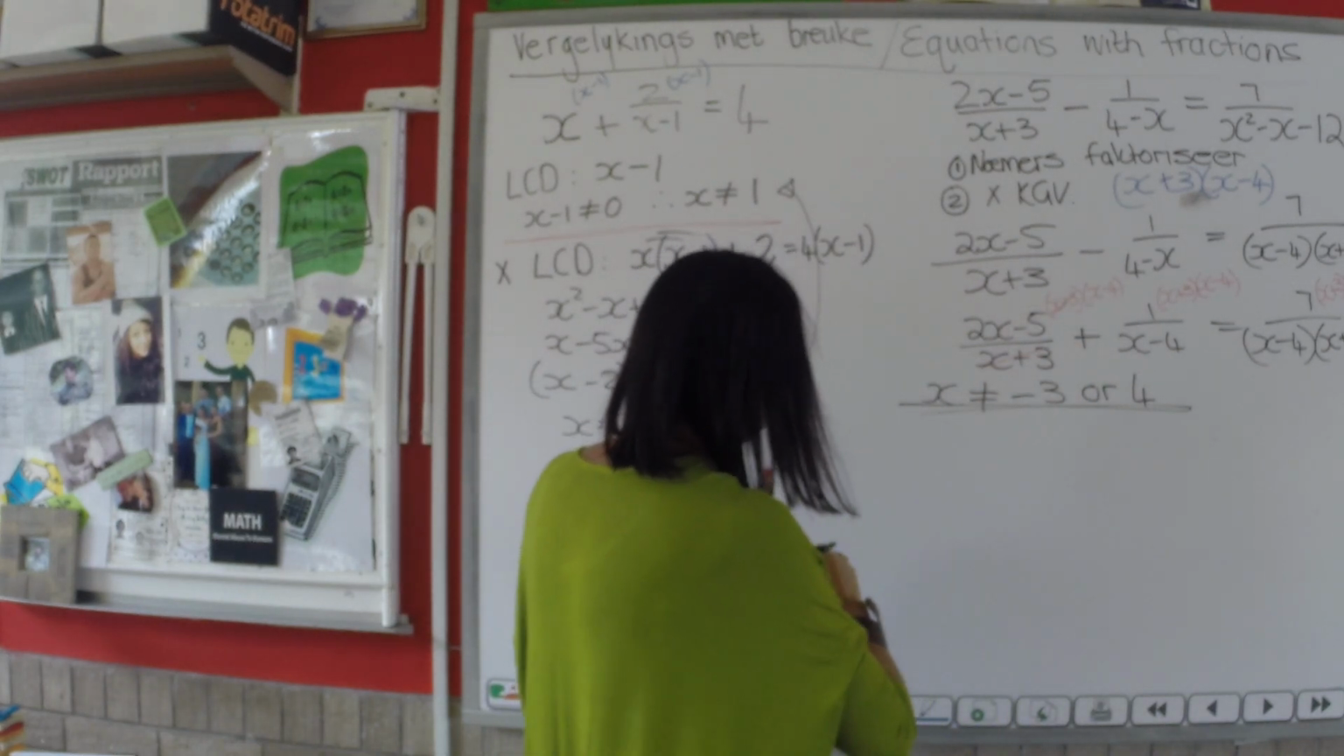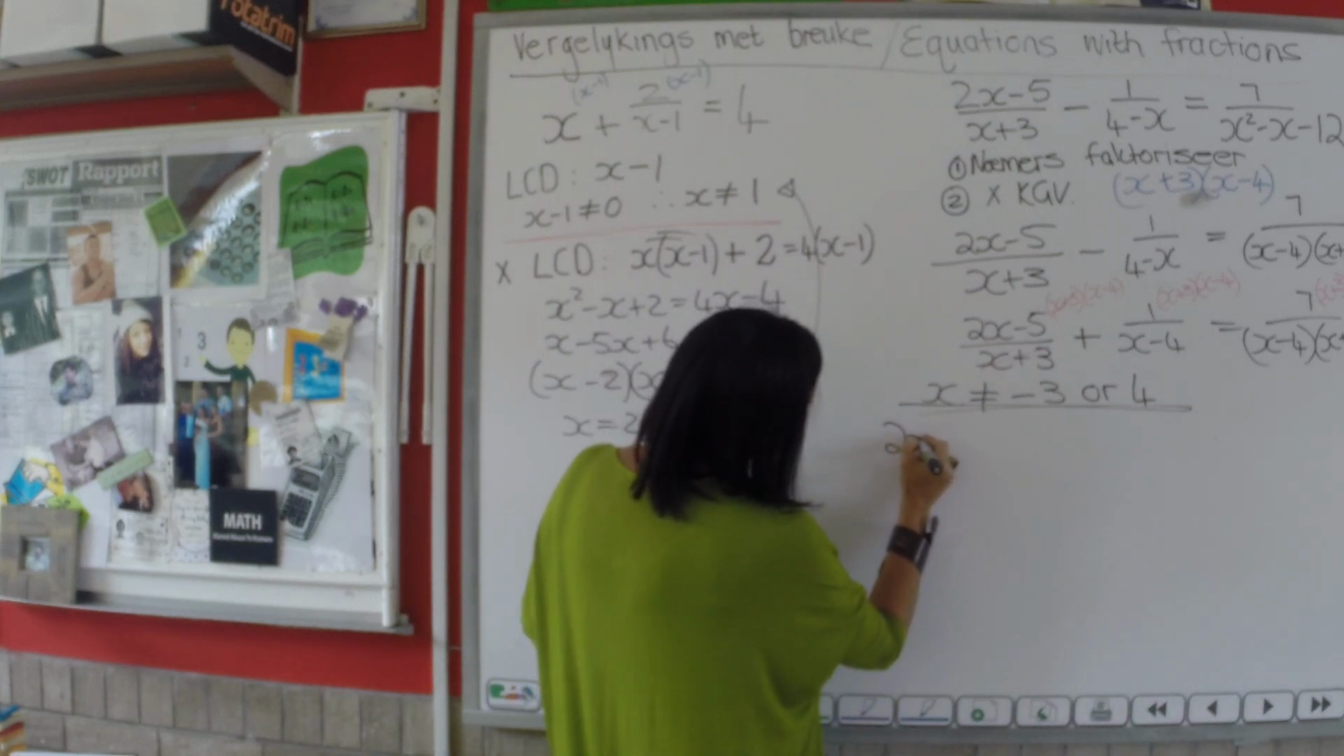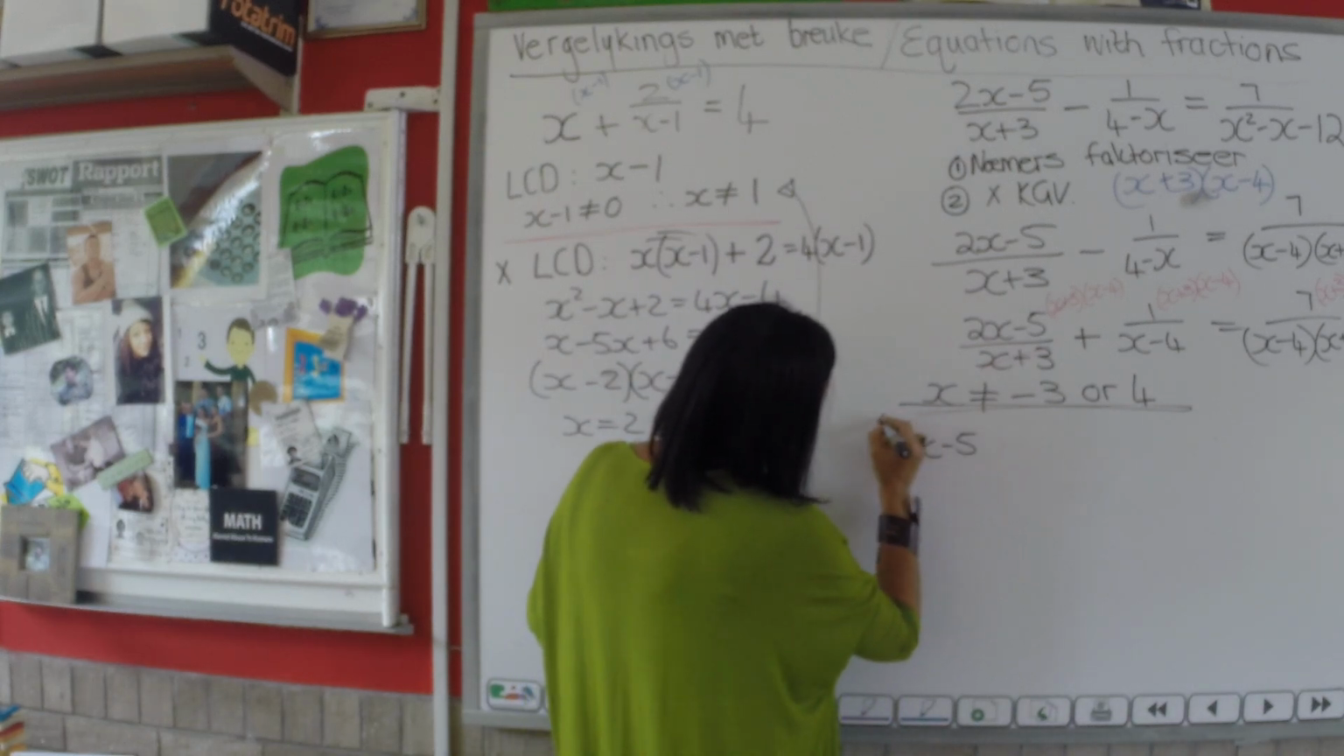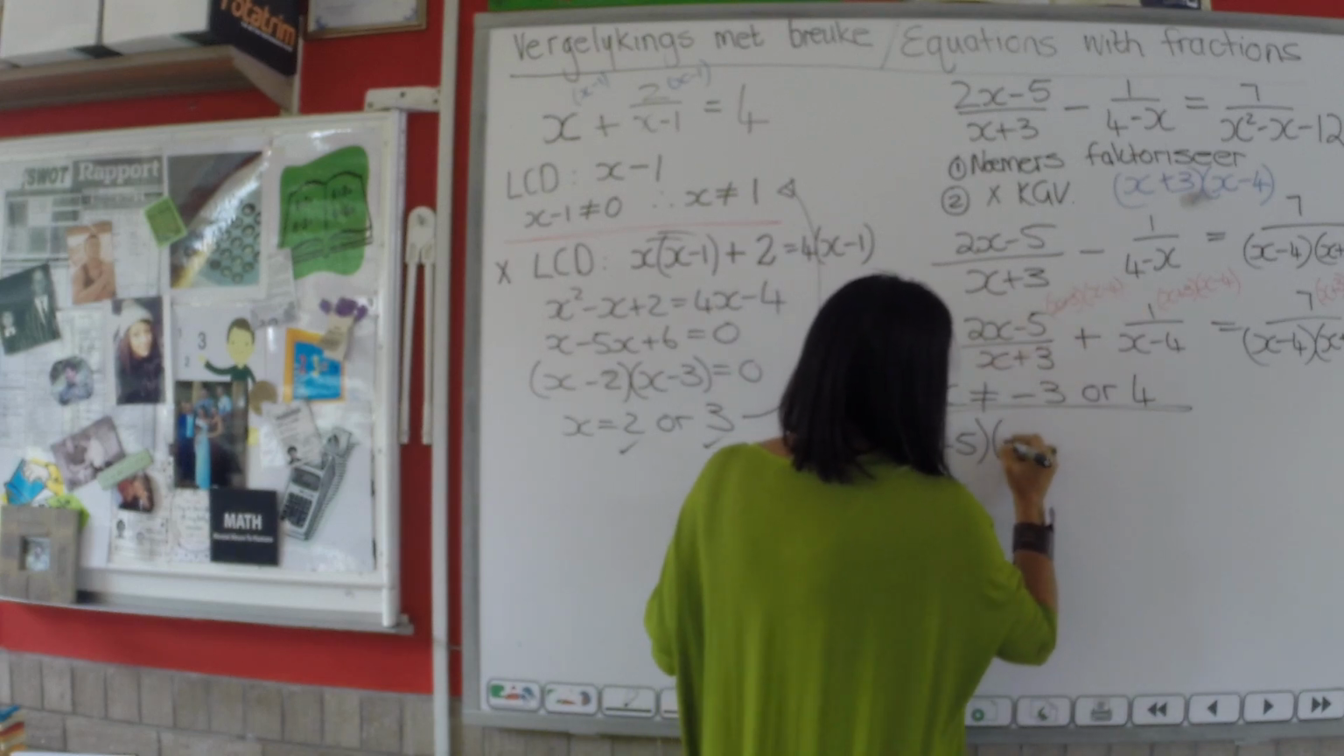So what's left? There's left 2x minus 5 and there is left an x minus 4.